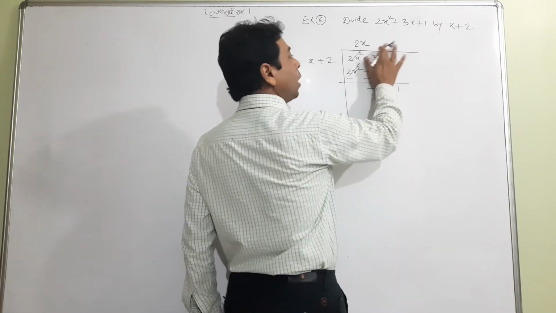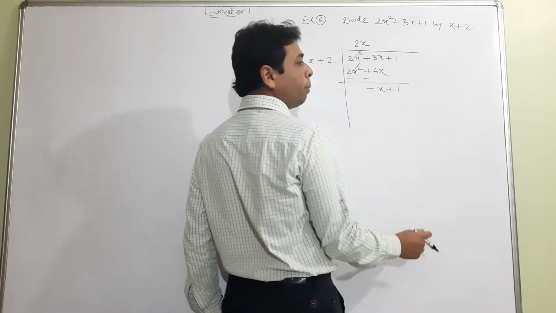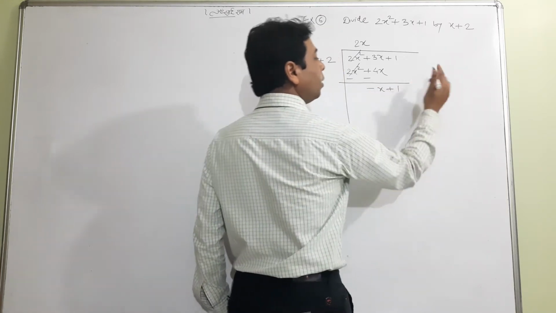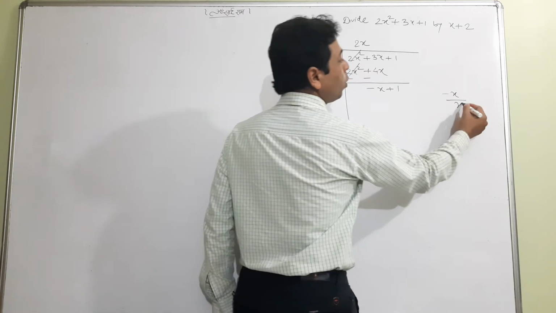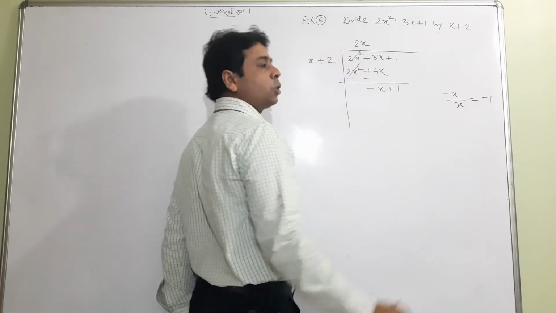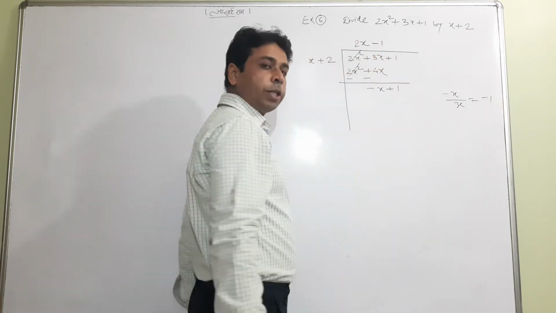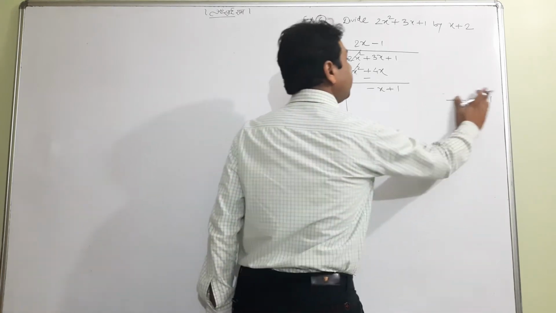The question is what I will write here. Then I have taught you the method. In rough work, take minus x upon x. And what is coming? It is minus 1. So write here minus 1. And then divide by minus 1.